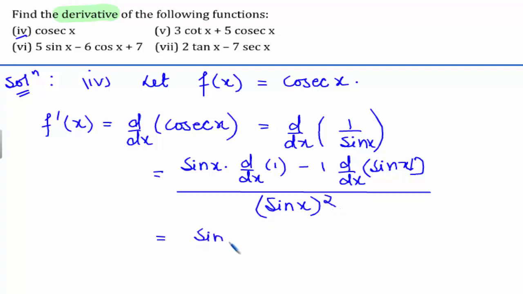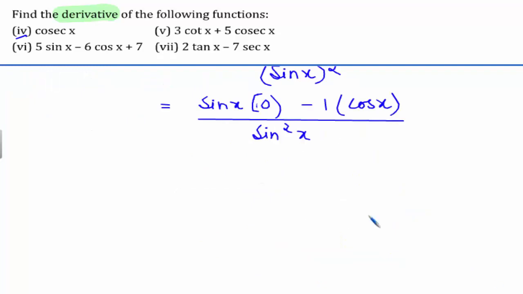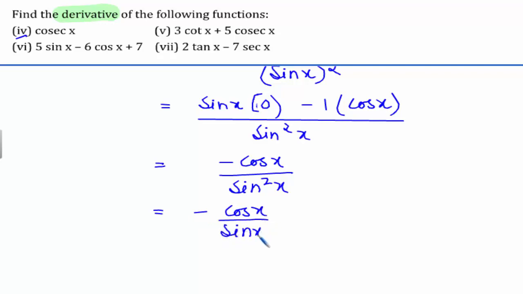Now this is equal to minus cos x divided by sin square x, or it can be written as minus of cos x divided by sin x into 1 upon sin x, and cos x upon sin x is cot x, and 1 upon sin x is cosec x. Therefore, we can say that the derivative of the function cosec x is equal to minus cot x into cosec x.